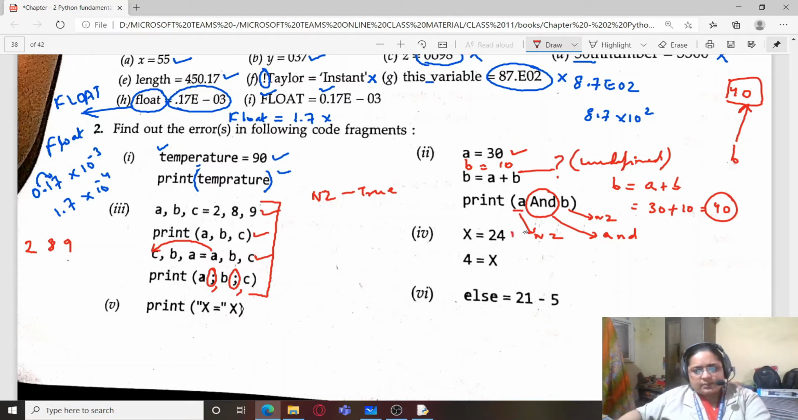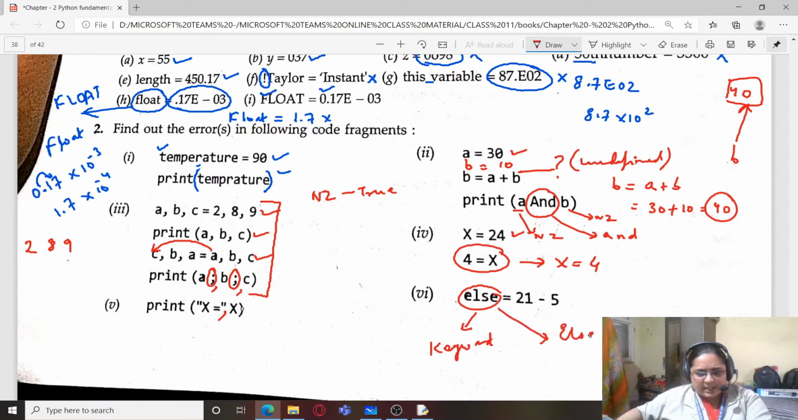Next, x equals 24 is correct. This is wrong. Instead it should be x equals 4. Print x equals x, a comma is missing after the double quotes. Then else is a keyword, hence you cannot use else like this. Instead you can use else like this or like this. These two are correct forms.